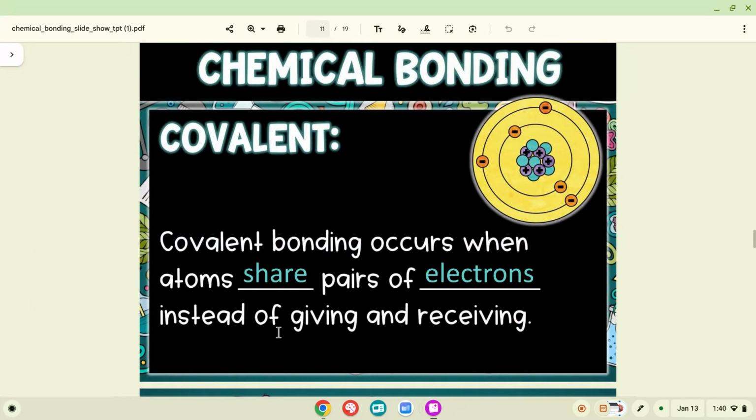Now on the other side, a covalent bond, instead of giving and taking, it's when we share. Okay.